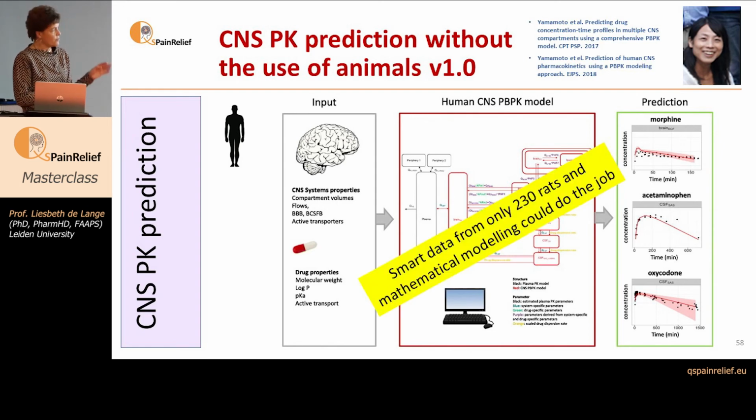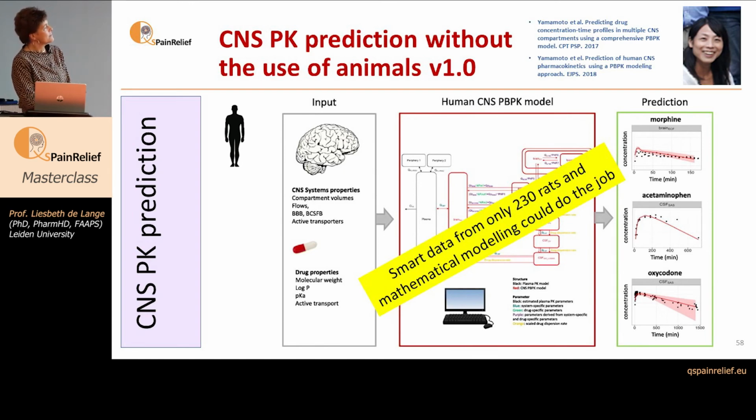And then, just as a remark, this is a generally applicable model, and we only used 230 rats to have this generic model and compare it in pharmaceutical industry, what they need in order to obtain information for individual drugs. So this is really smart, small data.